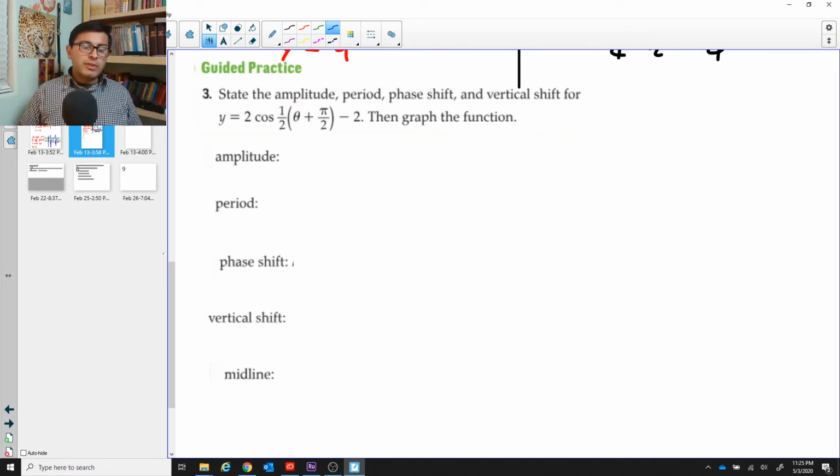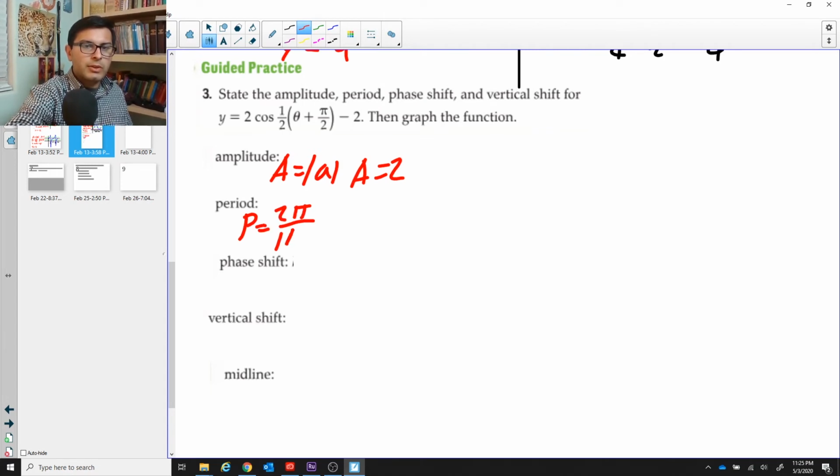Good job on pausing the video. Let's figure this out together. First things first, we're going to find our amplitude, which is the absolute value of our A. So in this case, our amplitude is going to equal 2. Our period is going to be 2 pi over the absolute value of our B. So our period is going to be 2 pi divided by 1/2. Now, if we throw that into Desmos, we will find out that our period is actually 4 pi.